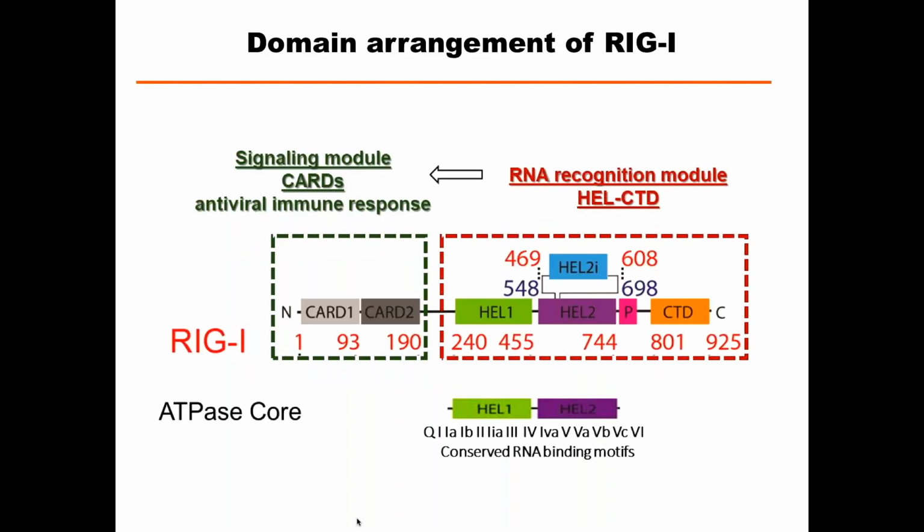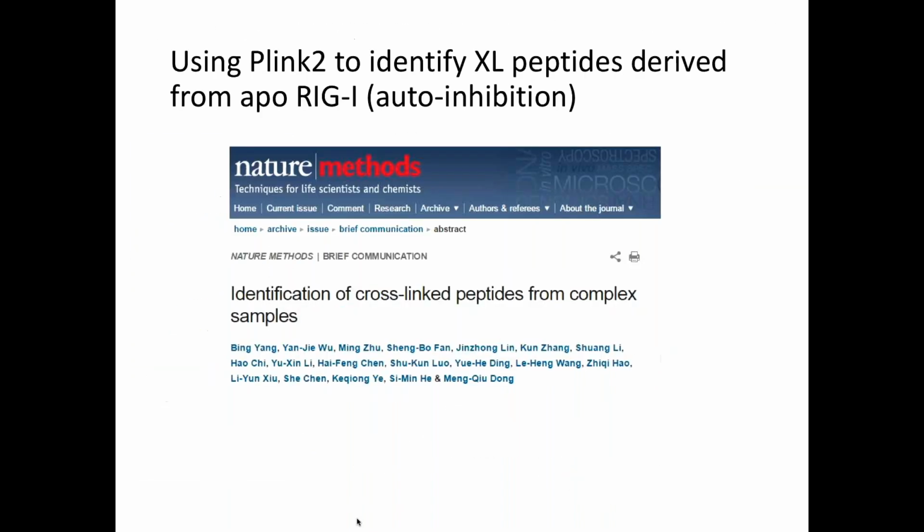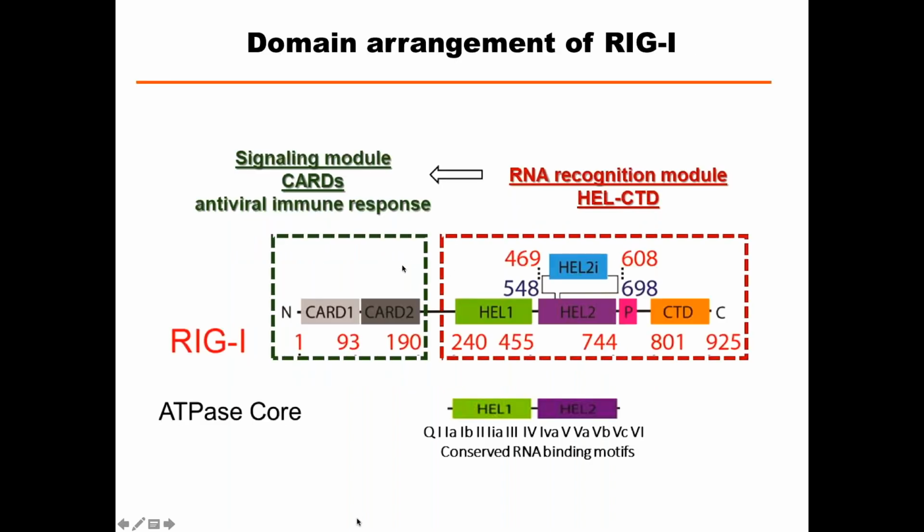And here's another demo of how to use the pLink tool. They have a newer version of the tool to identify cross-linked peptides derived from the apo Rgi, which is a huge enzyme, and in the apo state forms an auto-inhibited conformation between two domains. So this is the secondary structure layout. This is the CARS domain, and also the HIVE domain and CTD domain of this Rgi protein.